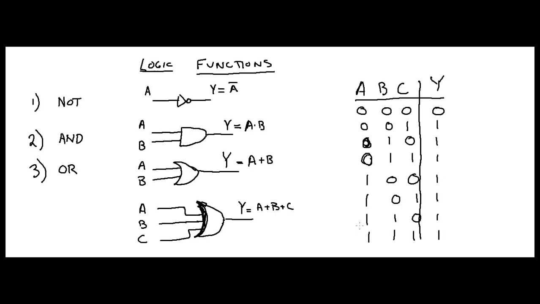So I think now we're pretty much done with the basic gates, the three gates, the NOT, the AND, and the OR. Next, I'm going to discuss how to start combining gates. And I'll talk to you soon.